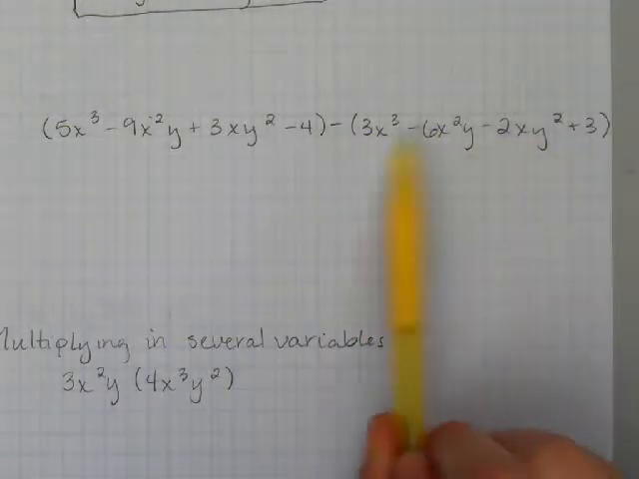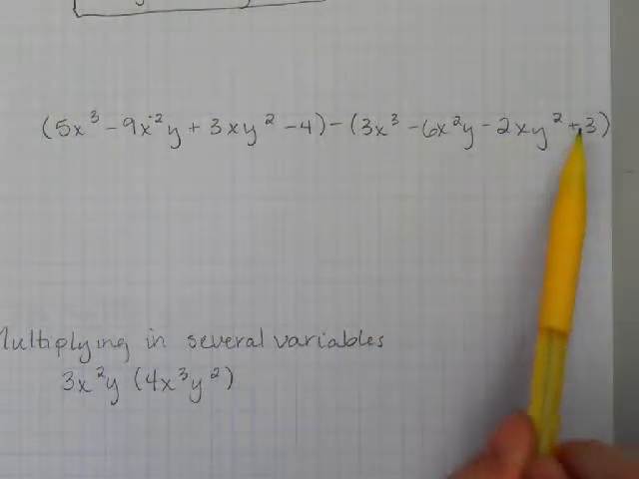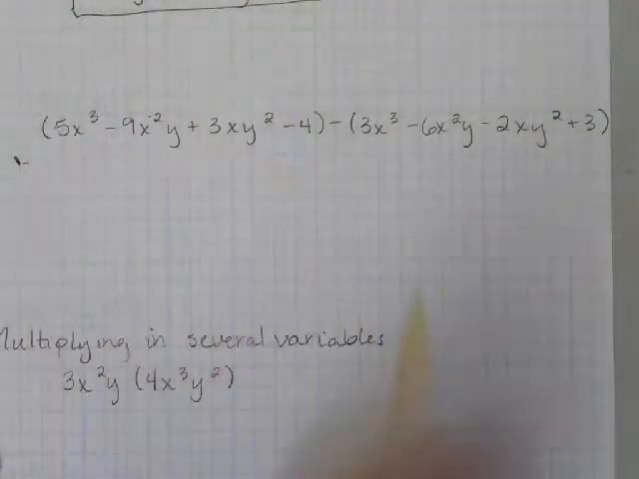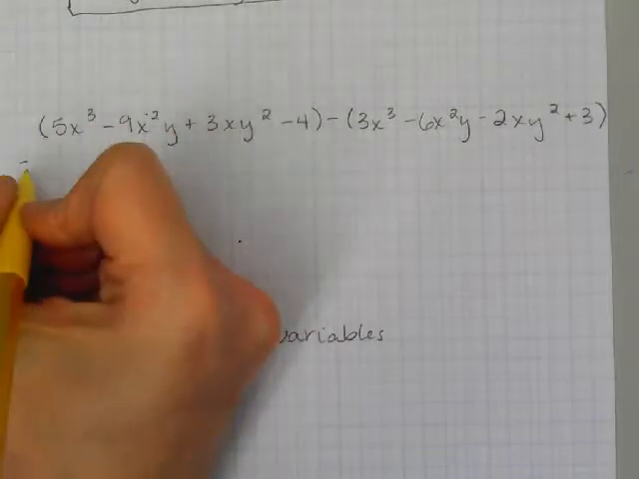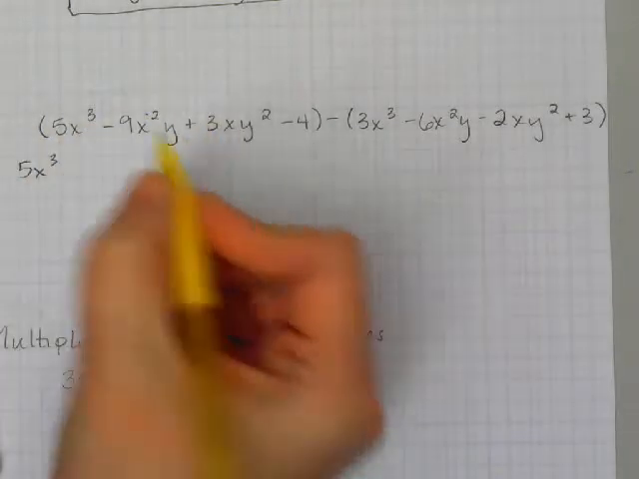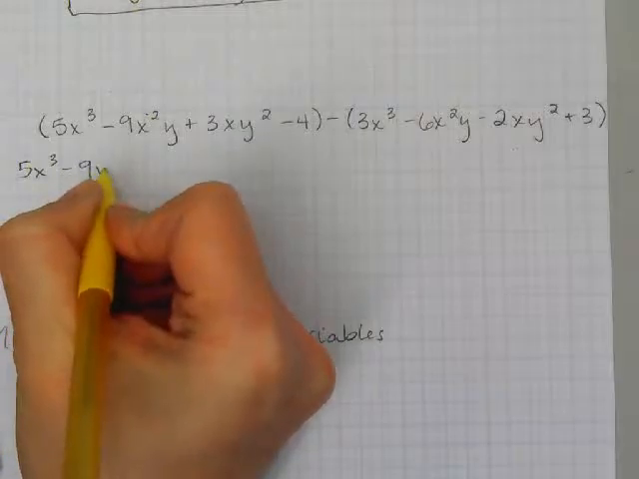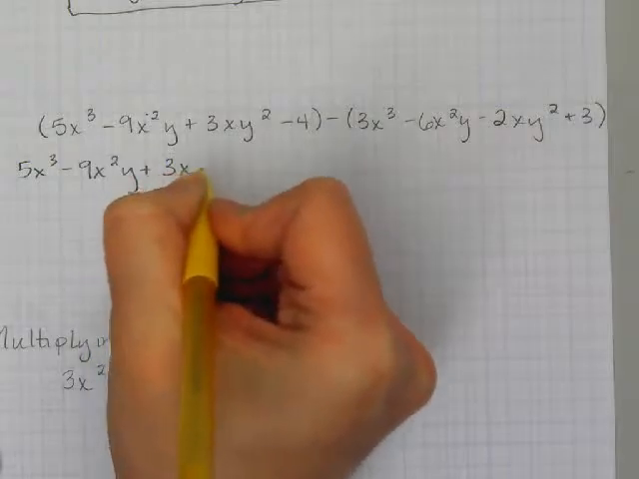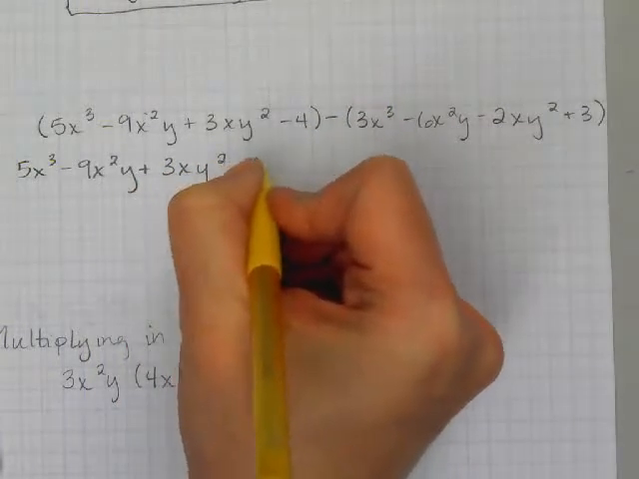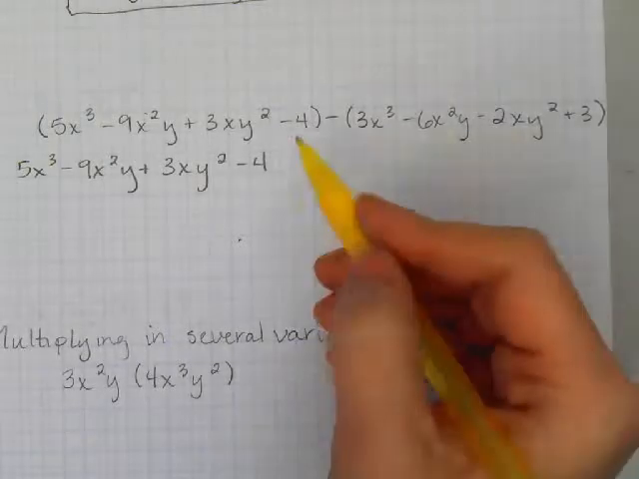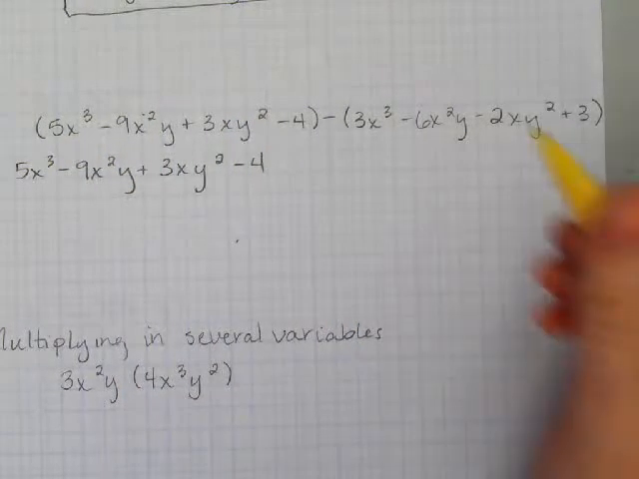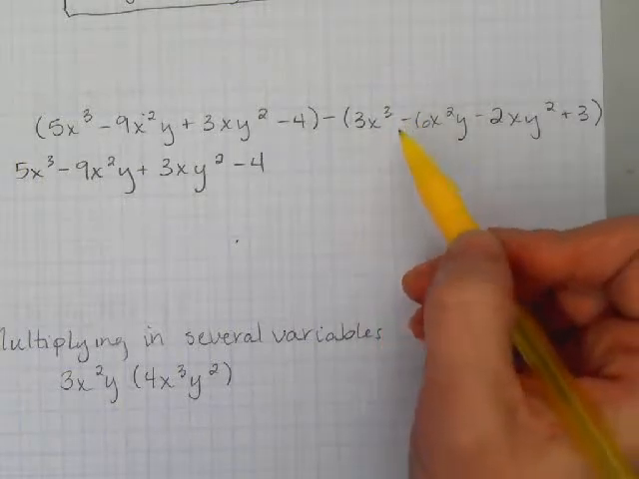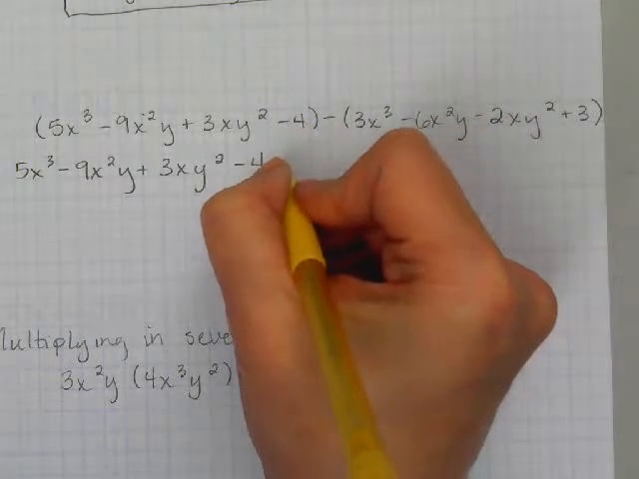3x to the third becomes what? Negative 3x to the third, or minus 3x to the third. Negative 6x squared y becomes what? Plus 6x squared y. So I've done this, I've done that. What happens to my negative xy squared? It becomes a positive 2xy squared. And what happens to my plus 3? It becomes minus 3.